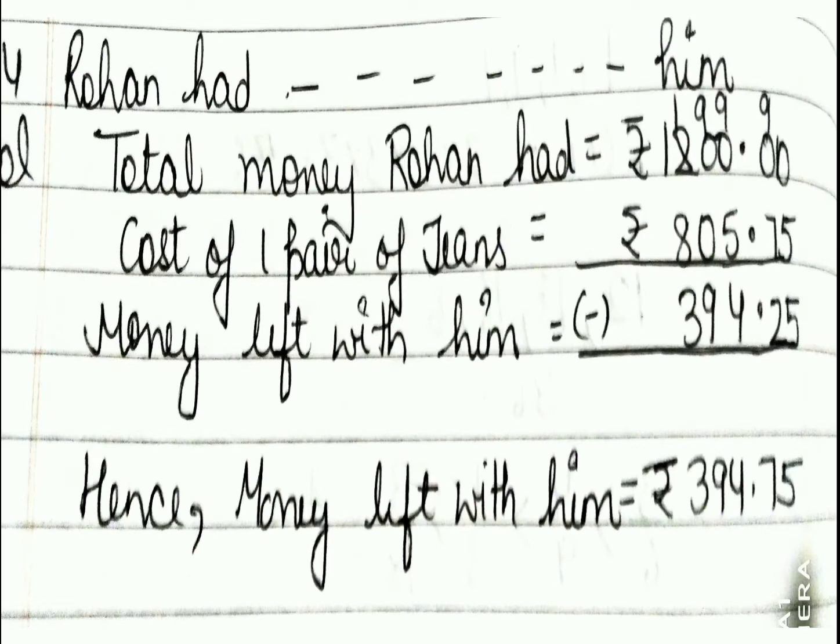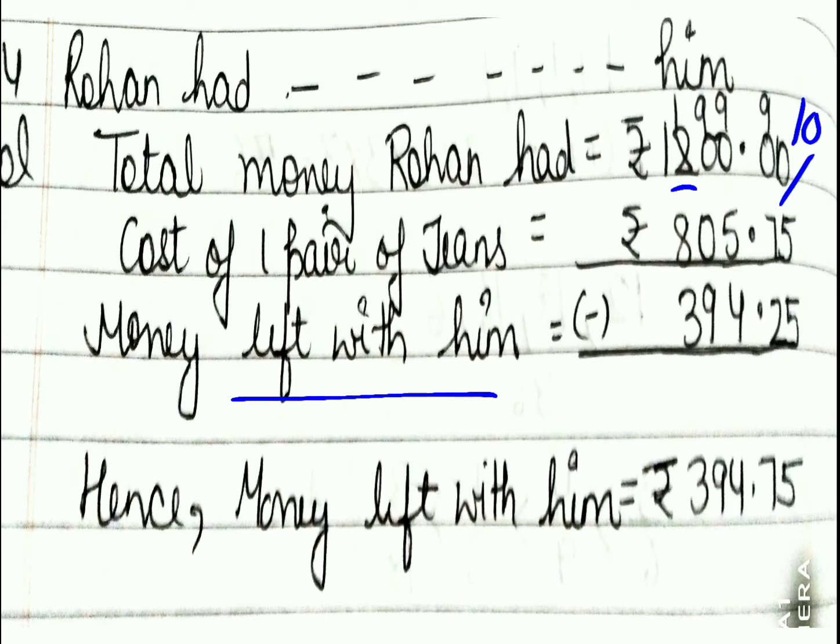Total money Rohan had, that is rupees 1200. Then cost of one pair of jeans is rupees 805.75. Then you write money left with him. What do you do? Minus. From 0 you are not able to minus it. So you take from 2. 2 will become 1 and all these zeros become 9s because they will give to another 0. At the end this last 0 will become 10.